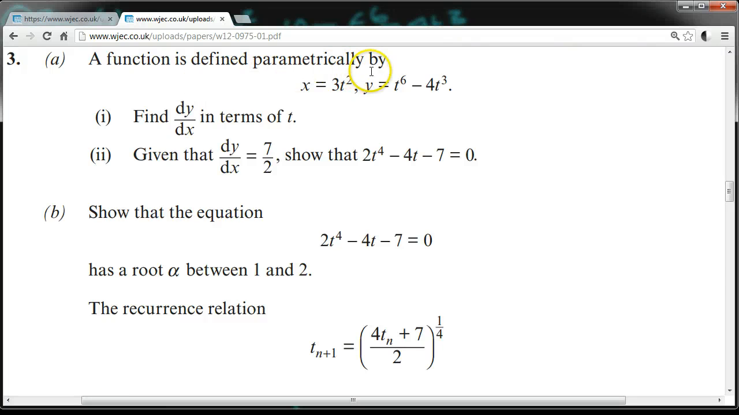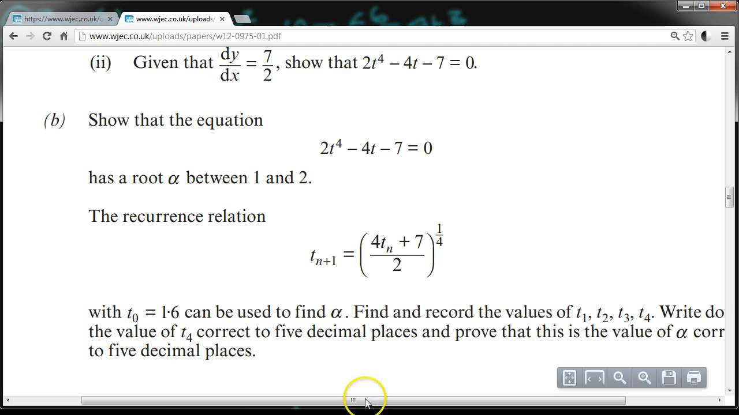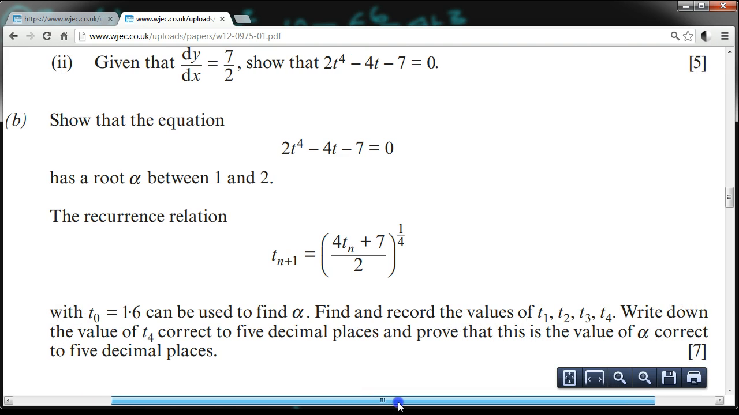A function is defined parametrically by x equals 3t squared and y equals t to the 6 minus 4t cubed. Find dy/dx in terms of t. Given that dy/dx equals 7 over 2, show that 2t to the 4 minus 4t minus 7 equals 0. Show that the equation 2t to the 4 minus 4t minus 7 equals 0 has a root alpha between 1 and 2. The recurrence relation given here with t0 equals 1.6 can be used to find alpha.